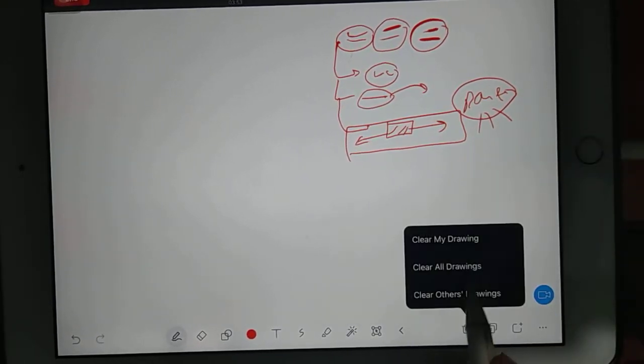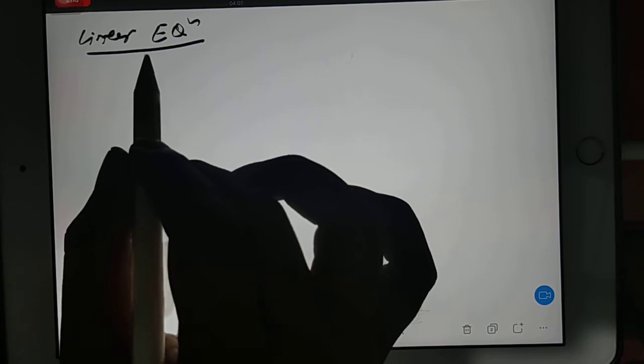Okay, I'll change the page. See here. Our next idea is linear equation. We have to learn what is called a linear equation. So first you understand the physical feel about a linear equation.